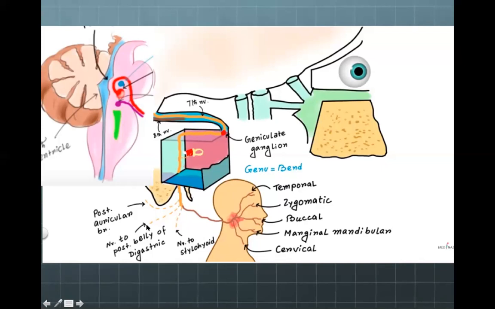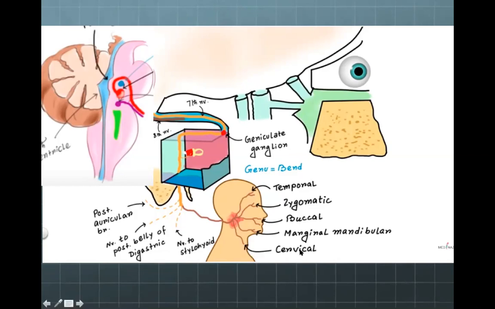When it goes out, it gives you the posterior auricular branch, the branch to the posterior belly of the digastric muscle, and the nerve to the stylohyoid muscle. Then it goes to the parotid gland, where it gives its main motor branches: the temporal or frontal, zygomatic, buccal, marginal mandibular, and cervical. It's good to know the anatomy before we go on.